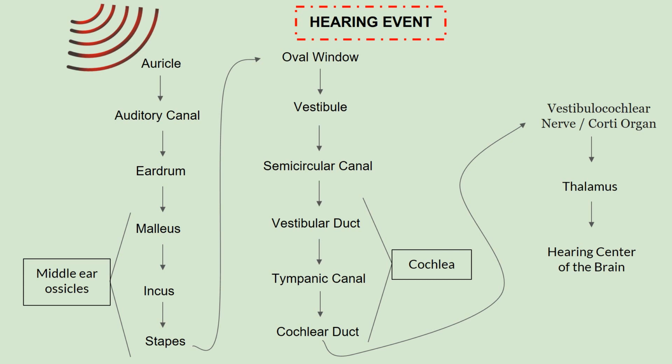This is the map of the hearing event. Sound waves reach the auricle first. Then they go to the auditory canal, eardrum, and middle ear ossicles respectively. From here, sound waves are converted to vibrations and amplified. Then they come to the oval window, vestibule, semicircular canal, cochlea, and Corti organ respectively. And finally, stimulus is delivered to the thalamus, and then it goes to the hearing center of the brain.